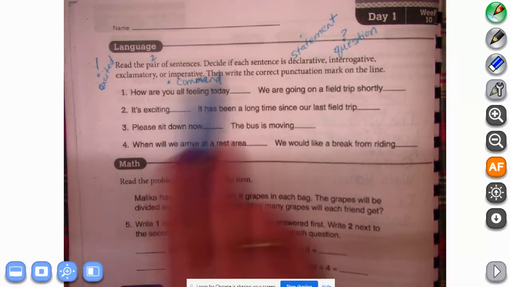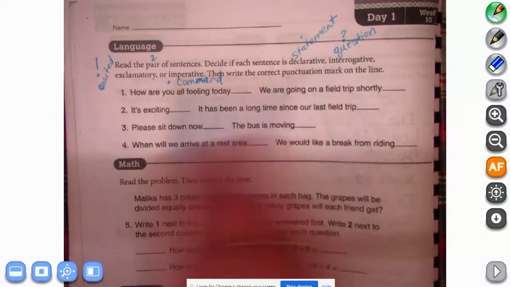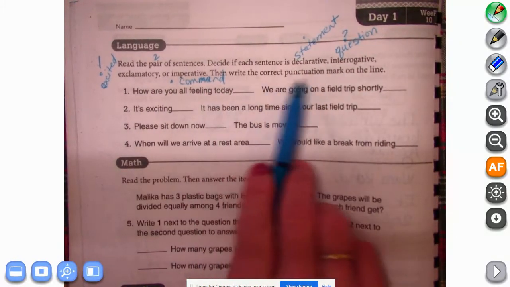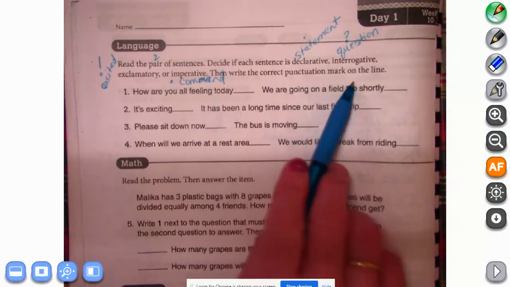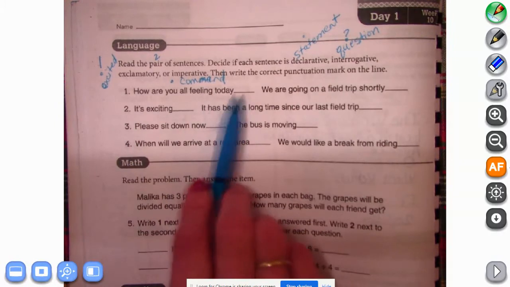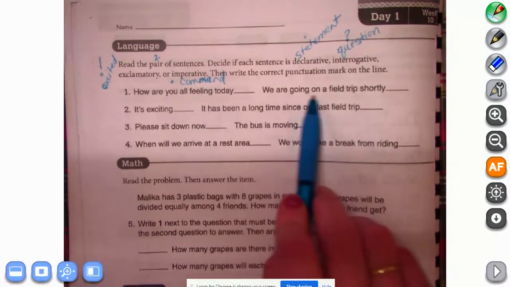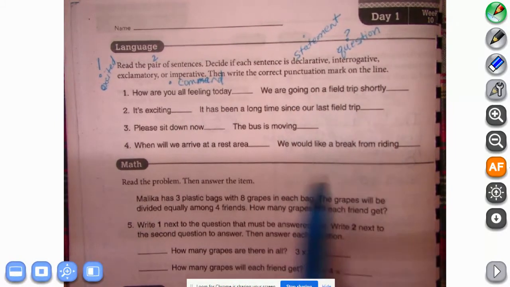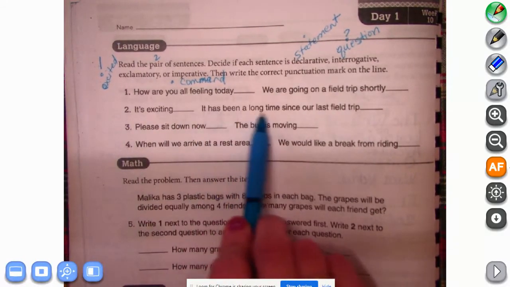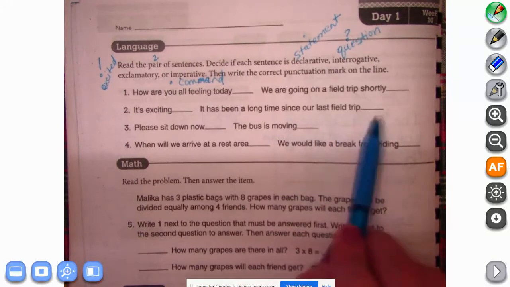All right, so it says decide if each sentence is declarative, interrogative, exclamatory, or imperative. Then write the correct punctuation mark on the line. How are you all feeling today? What punctuation goes there? We are going on a field trip shortly. Punctuation. It's exciting. Punctuation. It has been a long time since our last field trip.